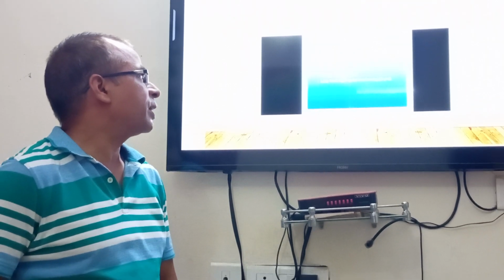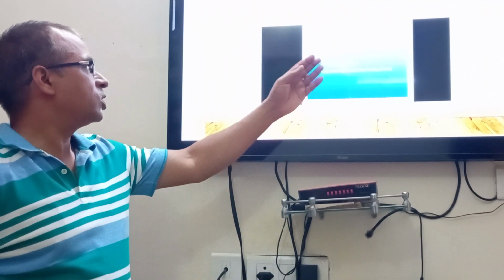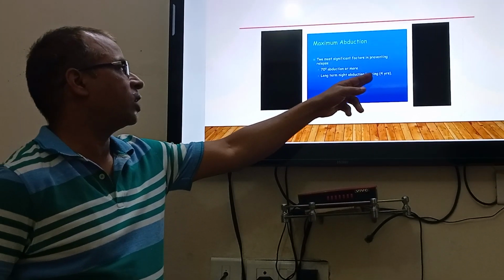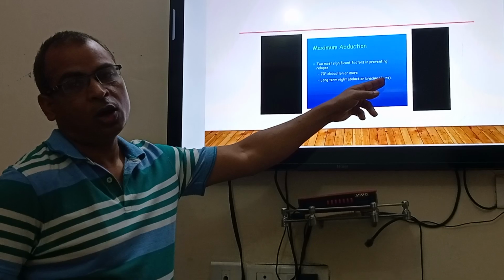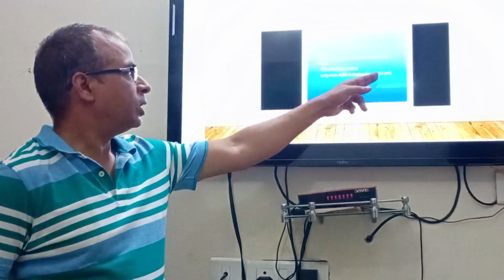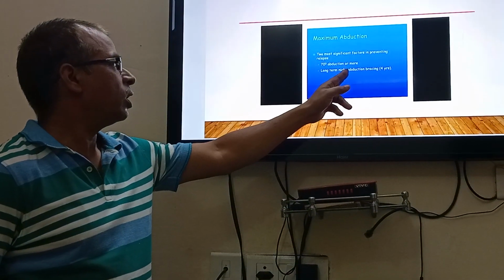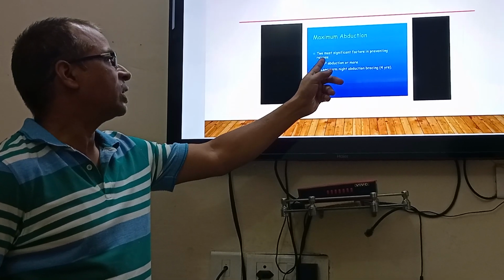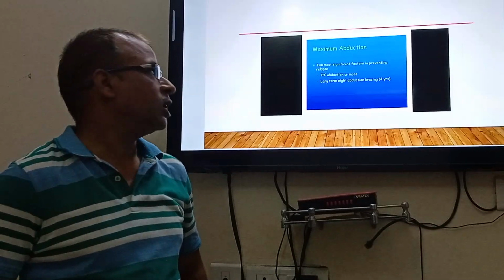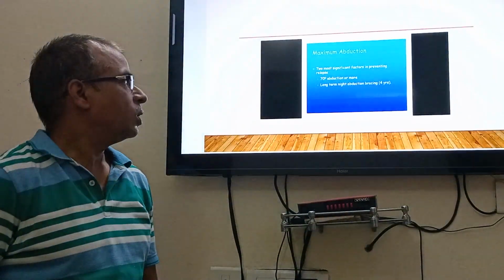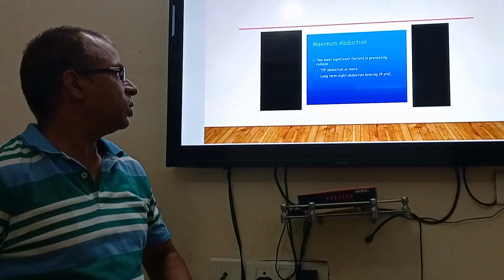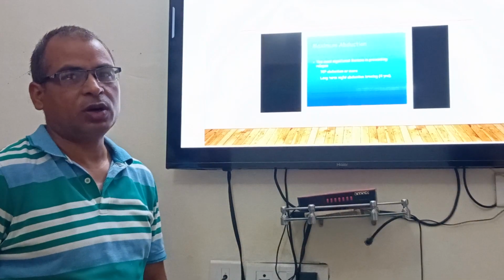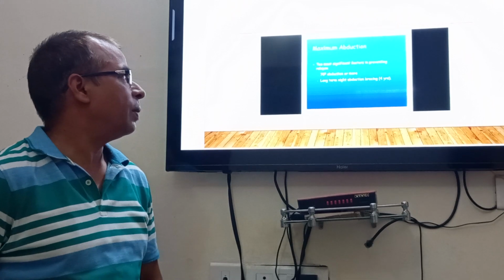Two most significant factors in preventing relapse are 70-degree abduction or more, and long-term night abduction brace up to 4 years. Remember this: long-term night abduction brace up to 4 years, and final cast should be 70-degree abduction or more. So it is necessary for correction and then maintenance of the correction by the bracing.